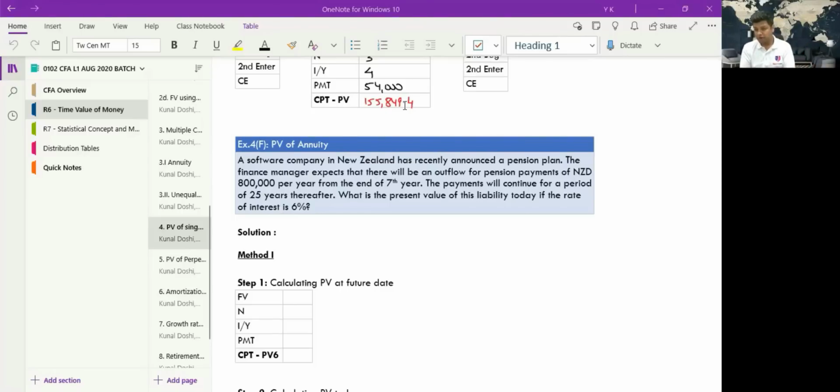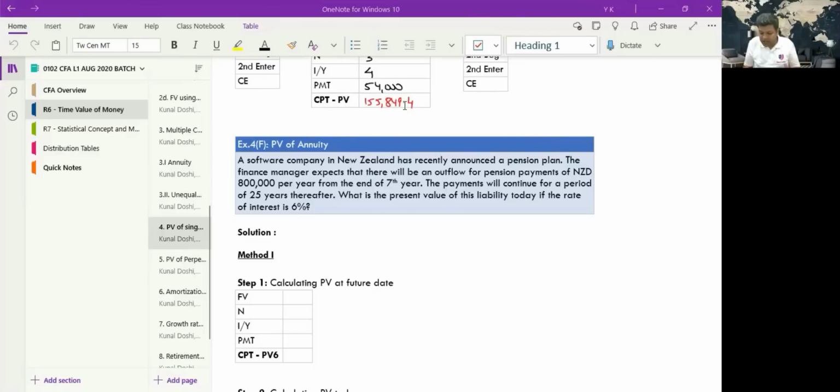A software company in New Zealand has recently announced a pension plan. There's a lot of discussion about pension plans, and I'll discuss that in detail when we do retirement planning. What are pension plans and what are the different pension funds in the world? I'll discuss at that time. The finance manager expects that there will be an outflow for pension payments of New Zealand dollar 800,000 per year from the end of 7th year. And then they have said the payment will continue for a period of 25 years thereafter.